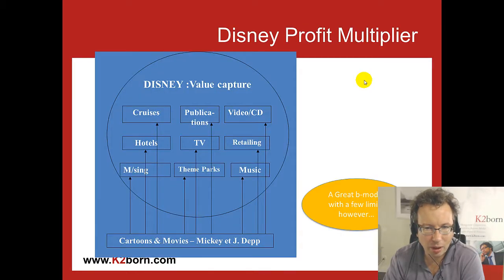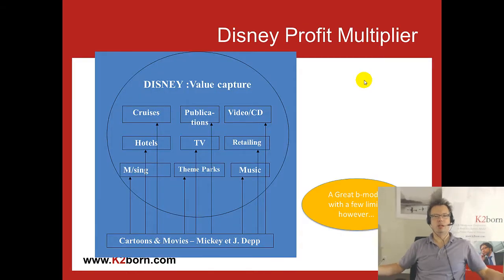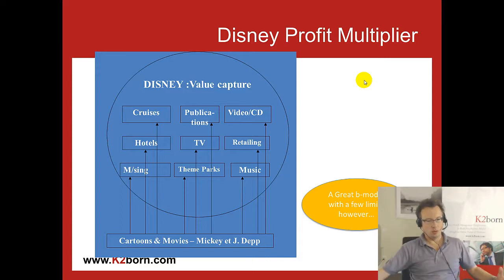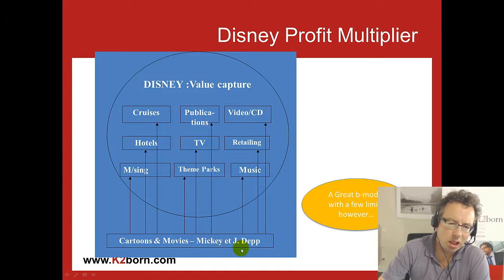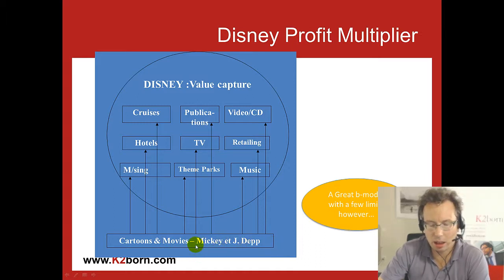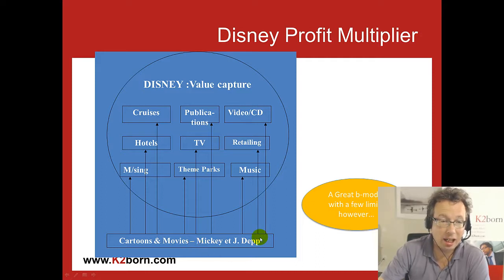And here, what have we got? This is a profit multiplier. Have you seen it? So, what are we talking about? Well, basically, we're talking about a business model where you've got a mix of cartoons and movies. Here I put Mickey and Johnny Depp. I could have added Minnie and Keira Knightley. And basically, you've got a factory of characters.